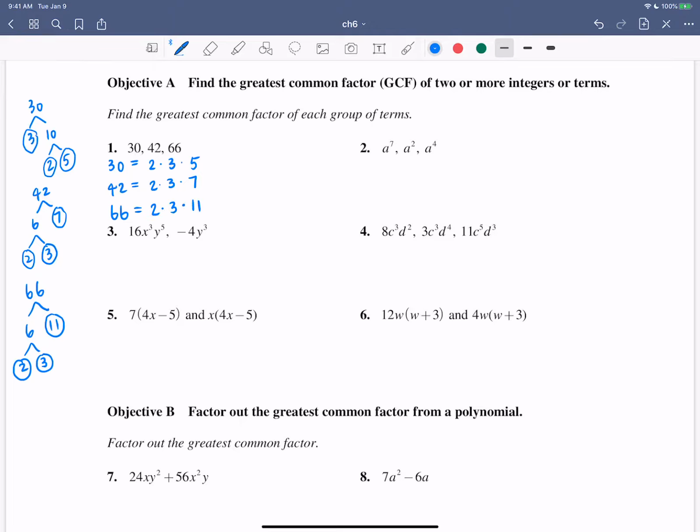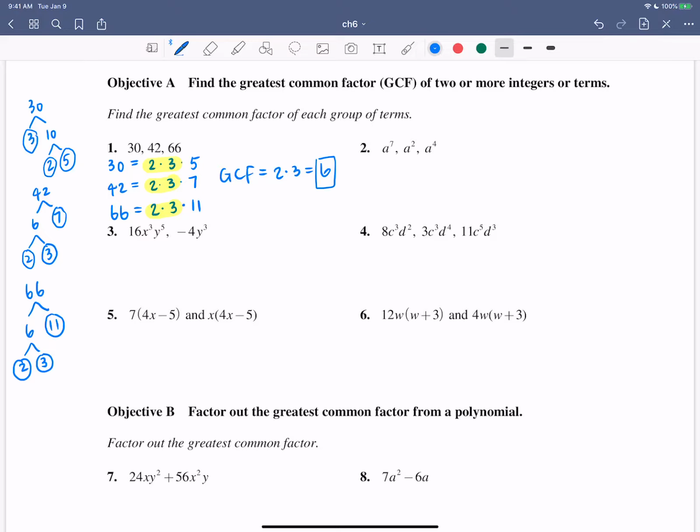To find out the GCF, you basically look at the prime factorization for each of these numbers, and then highlight the common part. I would say each of them has 2 times 3. That's the common part. Therefore, your GCF for this will be 2 times 3, and that is 6. So 6 is the greatest common factor among 30, 42, and 66.